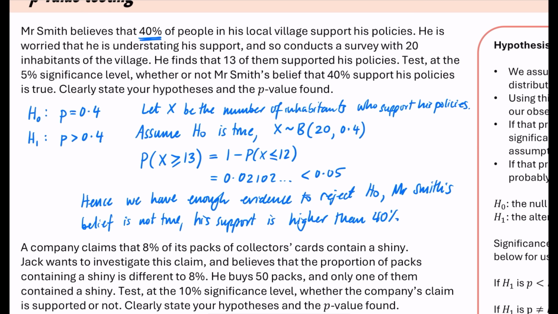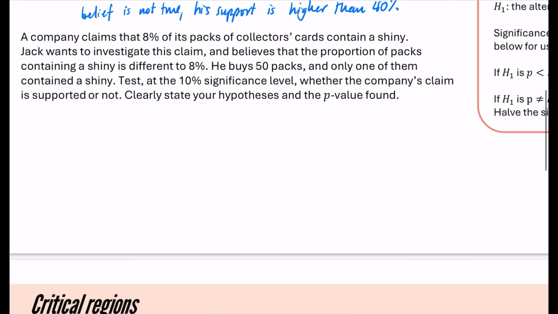Well, I've realized I didn't state what the p-value was in this previous one. So the p-value in this case is this thing. So I'm just going to say that we have here, that is the p-value. It's just literally the probability of the thing that we have observed. So let's come back to this one.